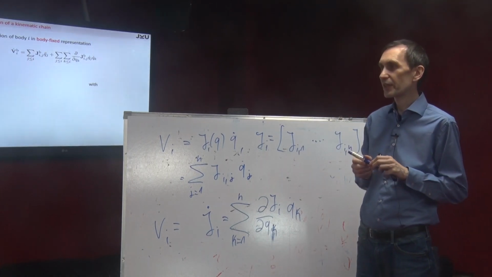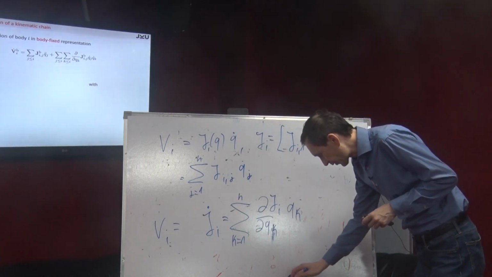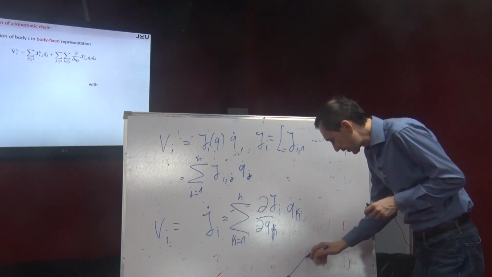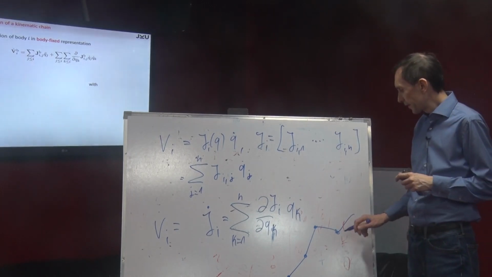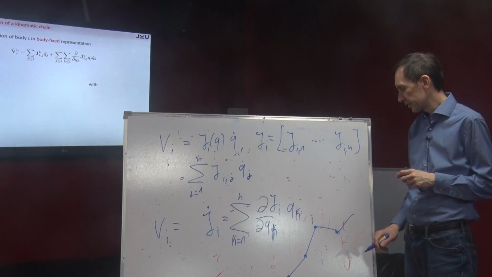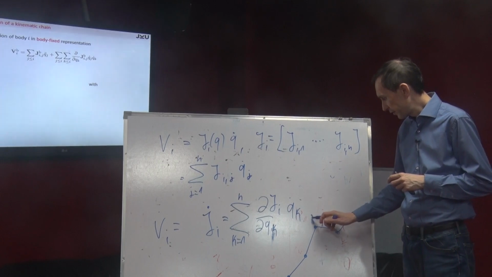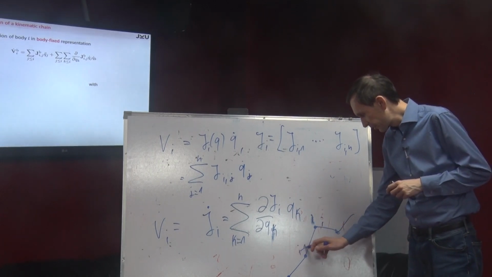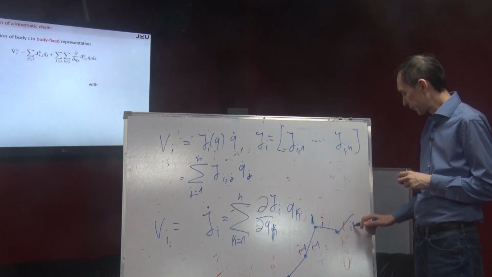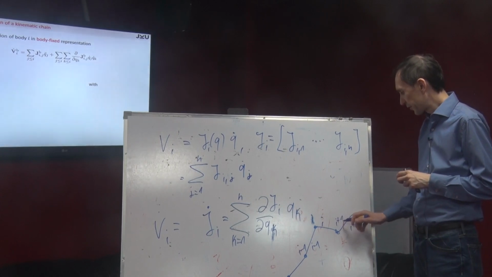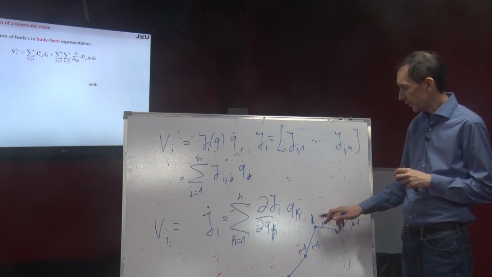I had the picture yesterday, but it's easy to redraw. Let's say we have our kinematic chain. We have the first joint, then the second joint, and so on. Let's say this is body I, this is joint I, there's I minus 1, and this is body I minus 1, and that would be I plus 1, for example. So if I look at body I, on which joint coordinates does it depend?